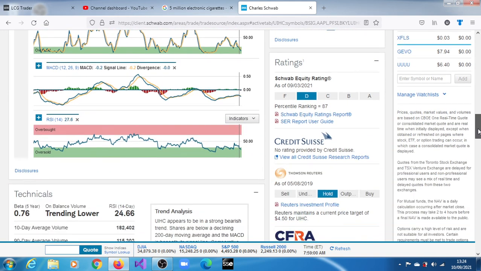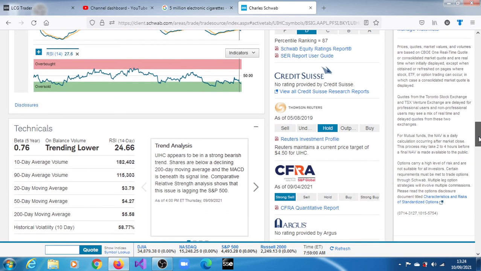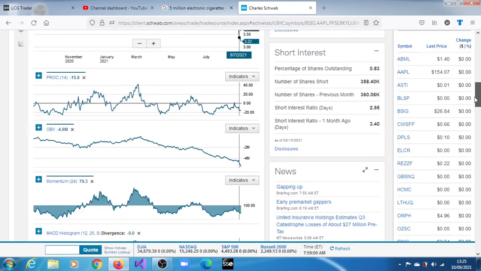See, RSI is a lot better, 27.6, but still very much bearish. Volatility is 58.77%, relatively poor, but okay. Volume is 182,402, indicating that there is a lack of buying interest.